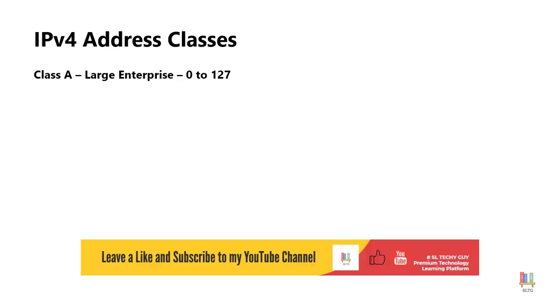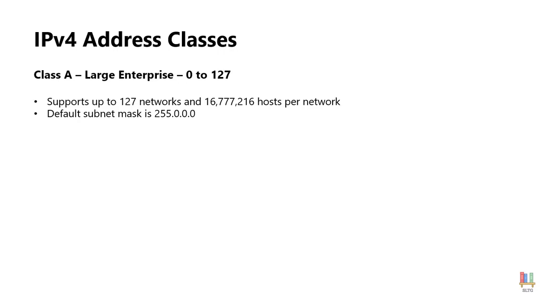Now, when it comes to IPv4, there are different classes and each class represents a size. The first one that we have is a class A address. A class A address is designed for large enterprise addresses. And that very first number, remember, mine was 192, can be from 0 to 127. By doing so, that means I support 127 networks.